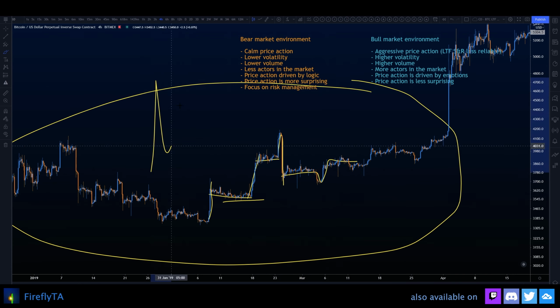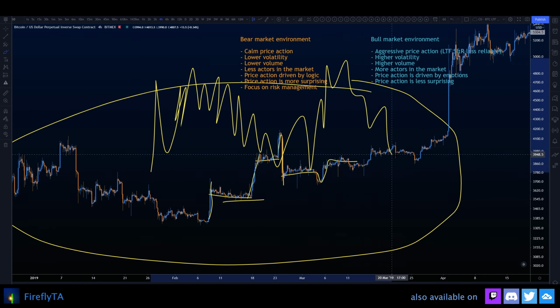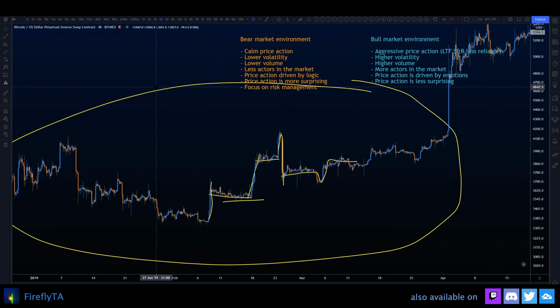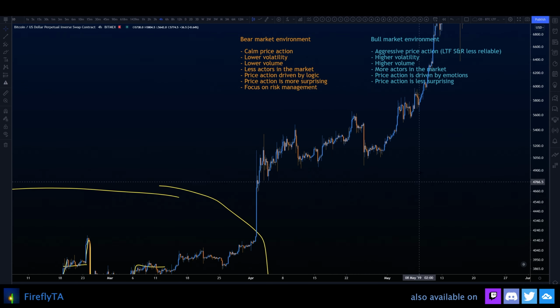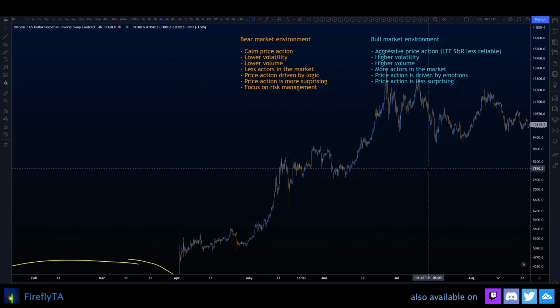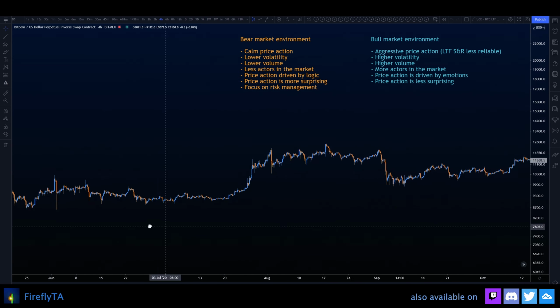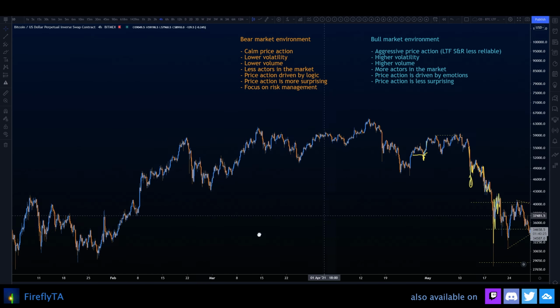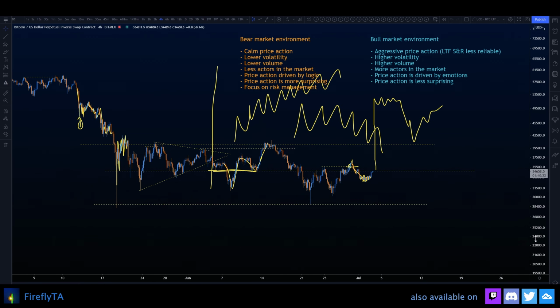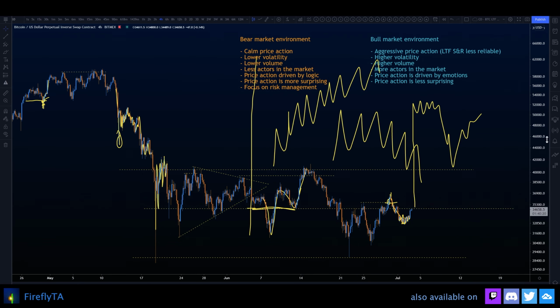We don't have this violating of highs and lows all the time. This is not happening here. This is easier to trade. A bear market environment is easier to trade, but it is only profitable if you have very good risk management. Whereas bull market environments are more difficult to trade. And you have to get rid of the emotions in the market, which could be influencing your trading as well, by focusing on logic.